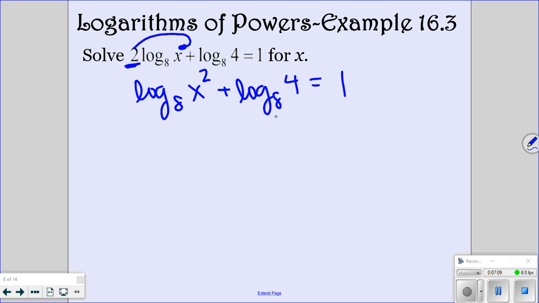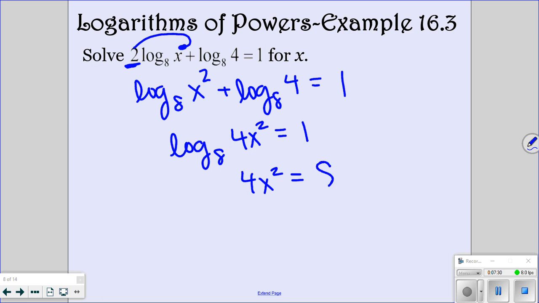So from there, we want to combine these two logs into one, and there's a plus sign, so we get to multiply them. So log base 8 of 4 times x squared equals 1. From here, you're going to put it into exponential form. So 4x squared equals 8 to the first power, which is just 8.